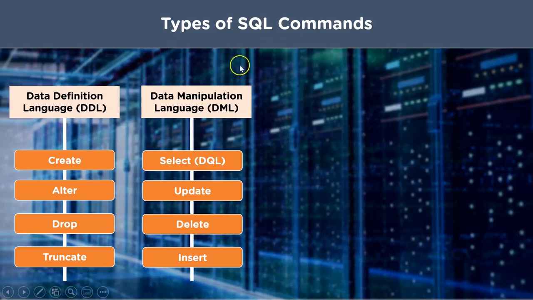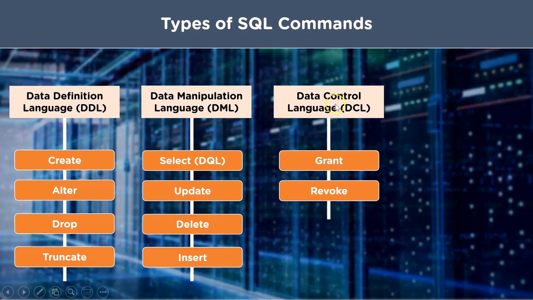Next, we have data manipulation language or DML. DML commands are used to modify a database. It is responsible for all forms of changes in the database. DML commands are not auto-committed, which means it can't permanently save all the changes in the database. We have select, update, delete, and insert as DML commands. Now the select command is also referred to as DQL or data query language.